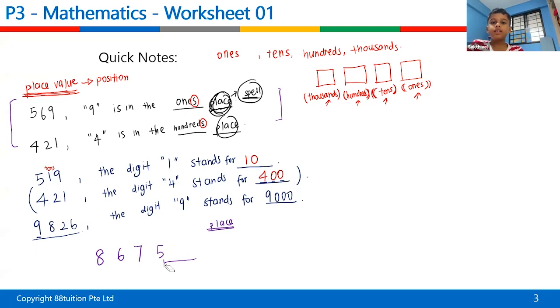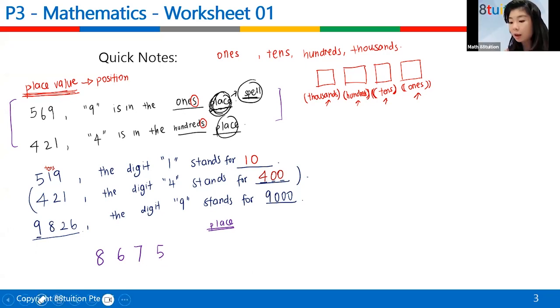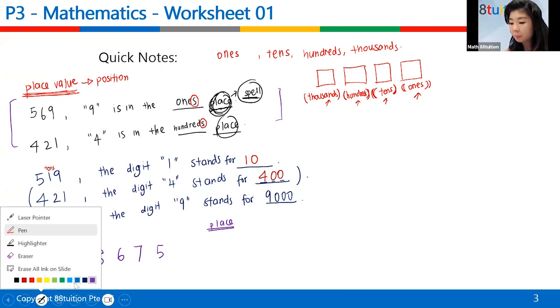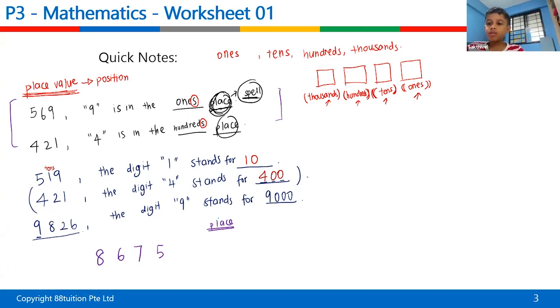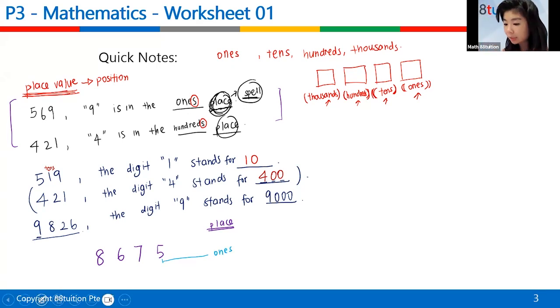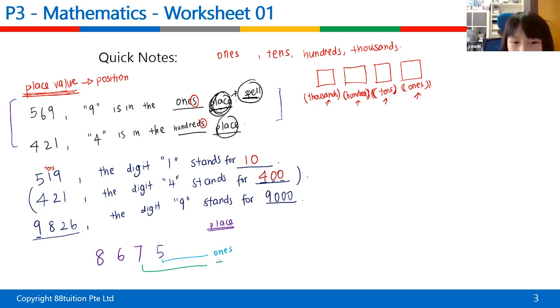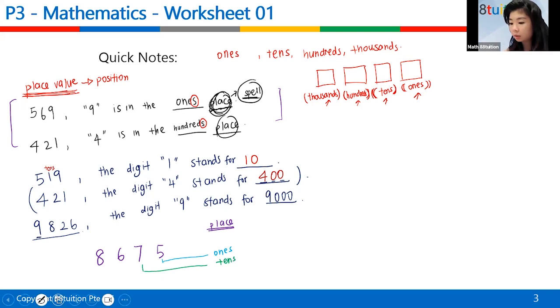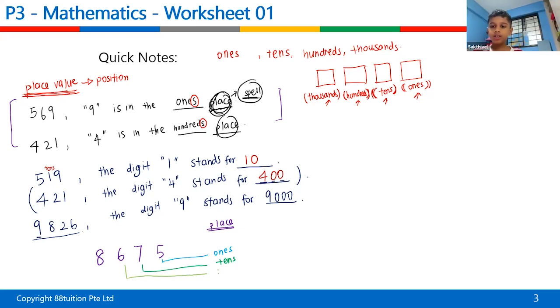The number 5 is in ones. So do I spell it out or do I write the number? Spell. Very good, because I'm asking you about place. Fantastic job. So this is in the ones place. Jingjie, number 7 is in the? Tens place. Very good. Remember the S. Sakti, number 6 is in the? Number 6 is in the hundreds.